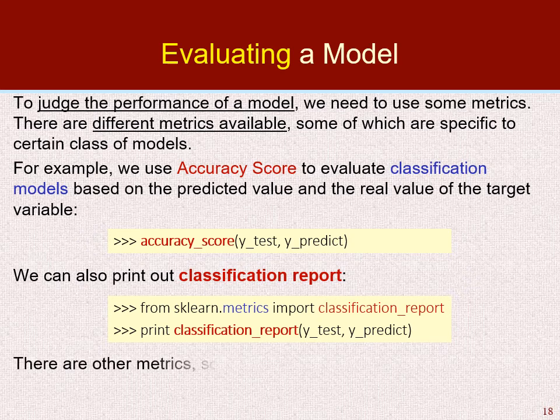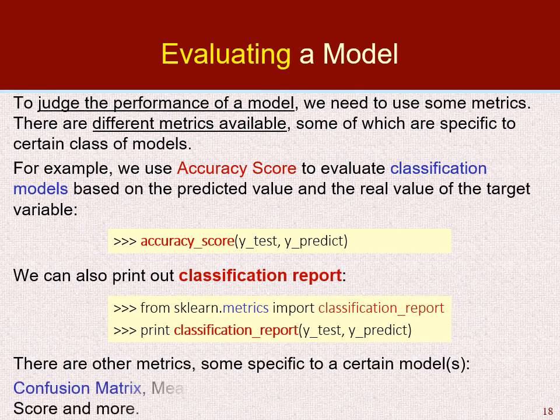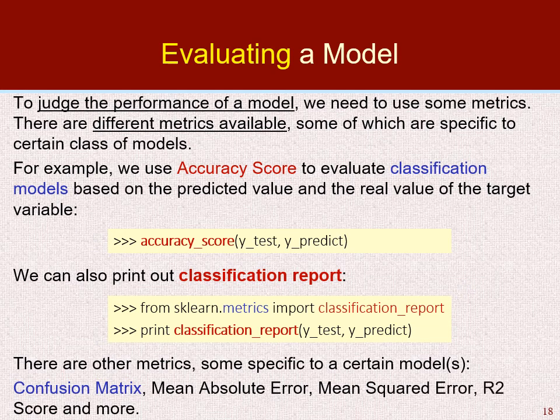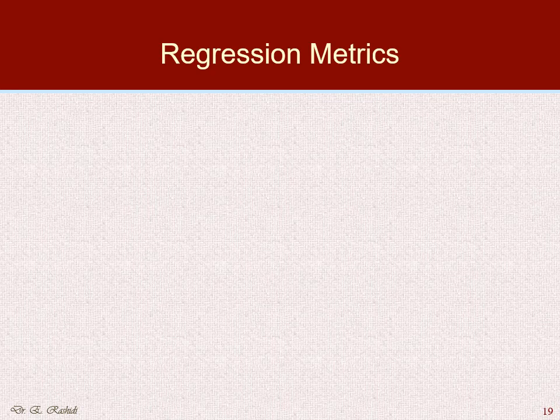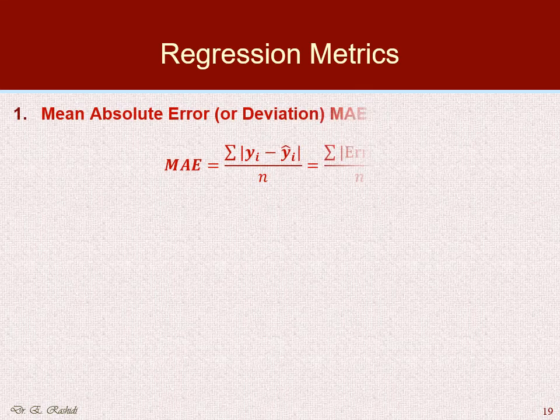There are other metrics available, some of them specific to certain models. For example, we have the confusion matrix, we have the mean absolute error, mean squared error, we have the R2 score, and many more that we're going to talk about later on in the course. Some of these metrics that I mentioned, you are already familiar with based on the regression topics that you have learned, for example, in your statistics class.